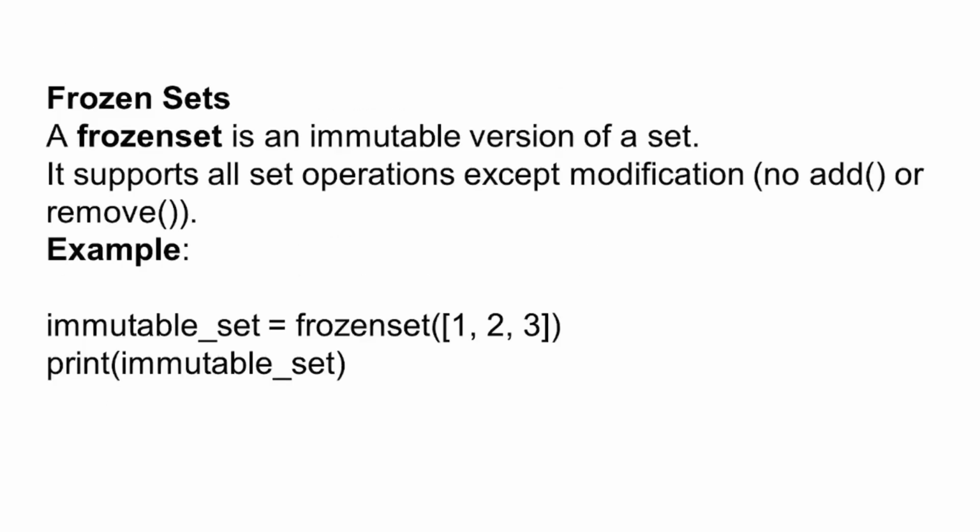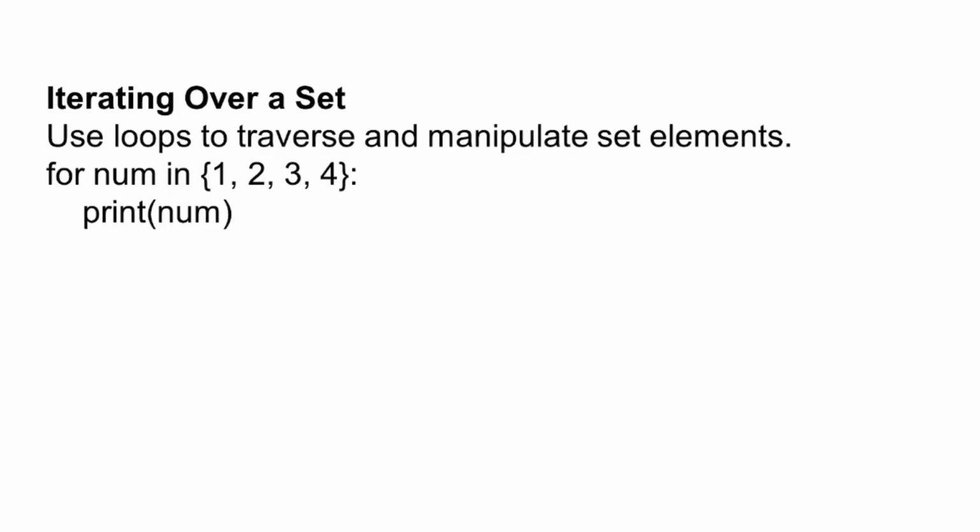Frozenset. A frozenset is an immutable version of a set. A set is mutable, but a frozenset is an immutable version of a set. It supports all set operations except modification: no add or remove. Example: immutable_set = frozenset. It's like a tuple, an immutable set. Iterating over a set: use loops to traverse and manipulate set elements.